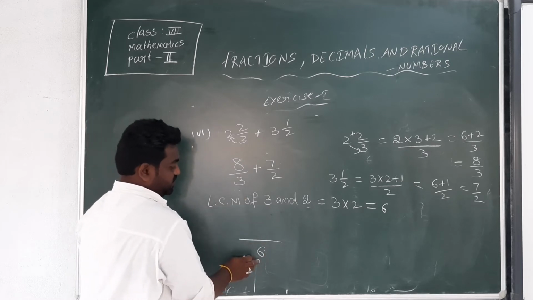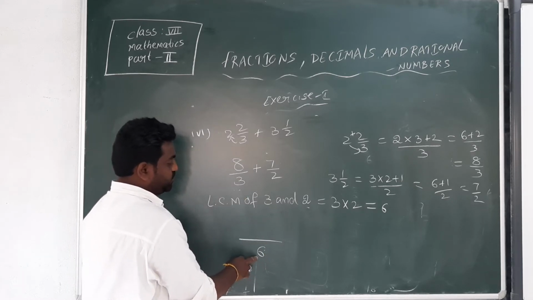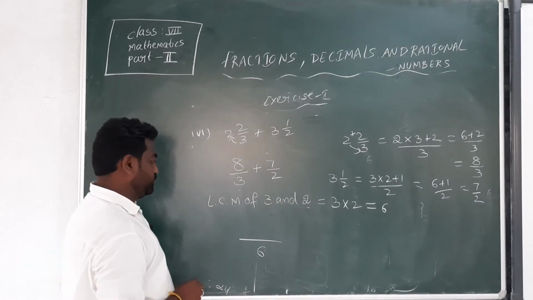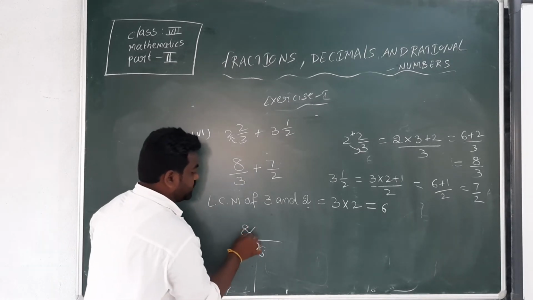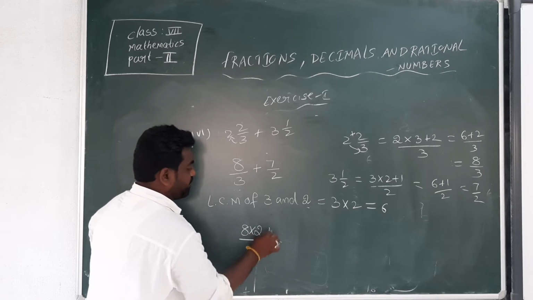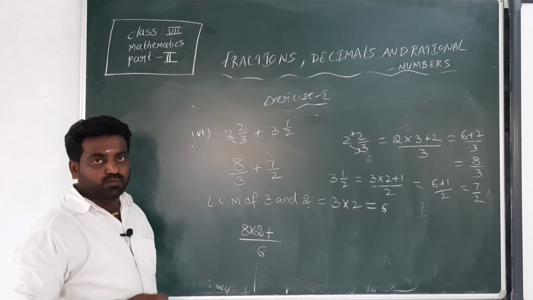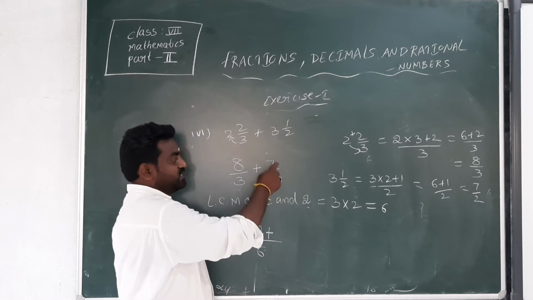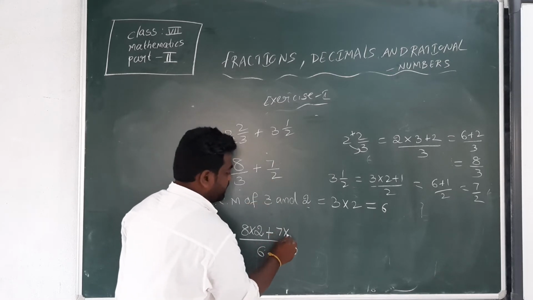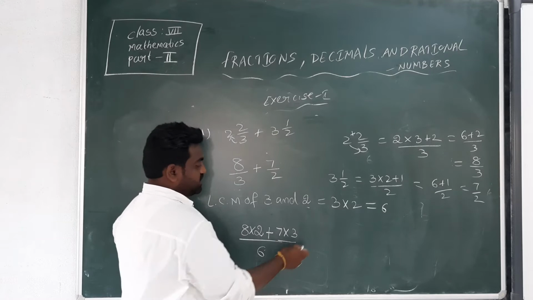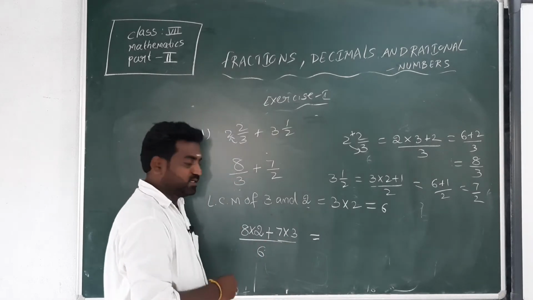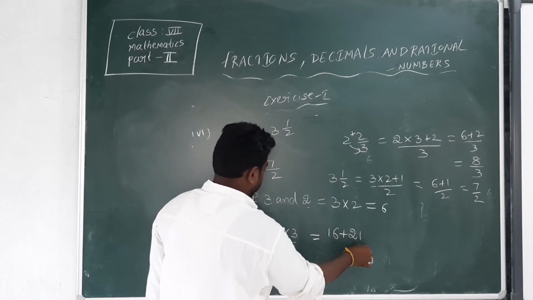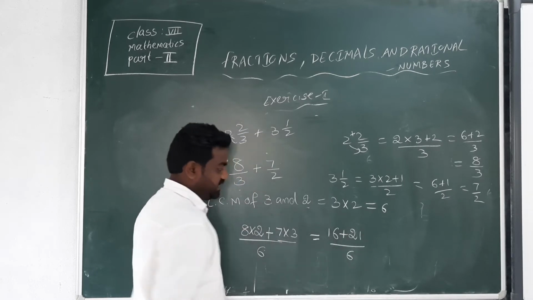3 table in 6, 2 times. 2 3s are 6, so the numerator is multiplied by 2: 8 into 2 plus 7 by 2. 2 table in 6, 3 times, so 7 into 3. That is equal to 8 2s are 16 plus 7 3s are 21, divided by 6.